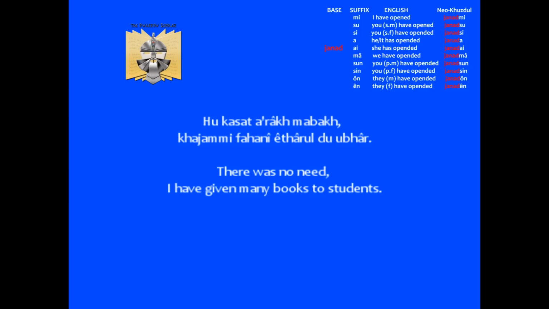More on this irregular verb kasat later, but just keep in mind that there is a way to form the verb to be in Khuzdul, yet only when we speak of occurrences in the past. This is the second time we run into the word etaru. It means many or plenty.